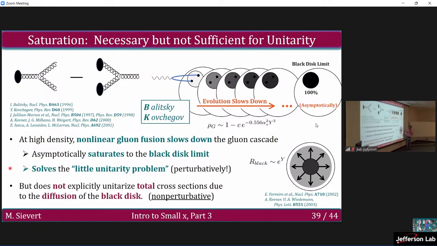but it doesn't solve the problem of total unitarization of the theory, because even though I might correctly saturate to the black disk at a point, the whole region inside the proton is slowly getting there. So the radius of the black disk is growing as a function of energy too. Even though I guarantee that each point doesn't shoot past 100% probability, the integrated probability might still be growing too fast. That is sensitive to non-perturbative physics. That's something that perturbative QCD can't solve for.